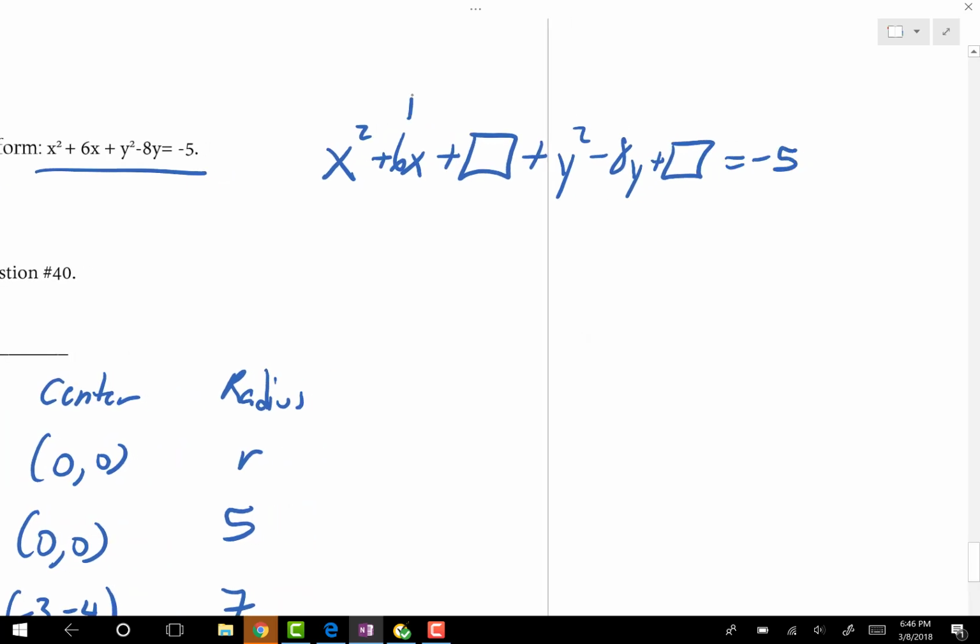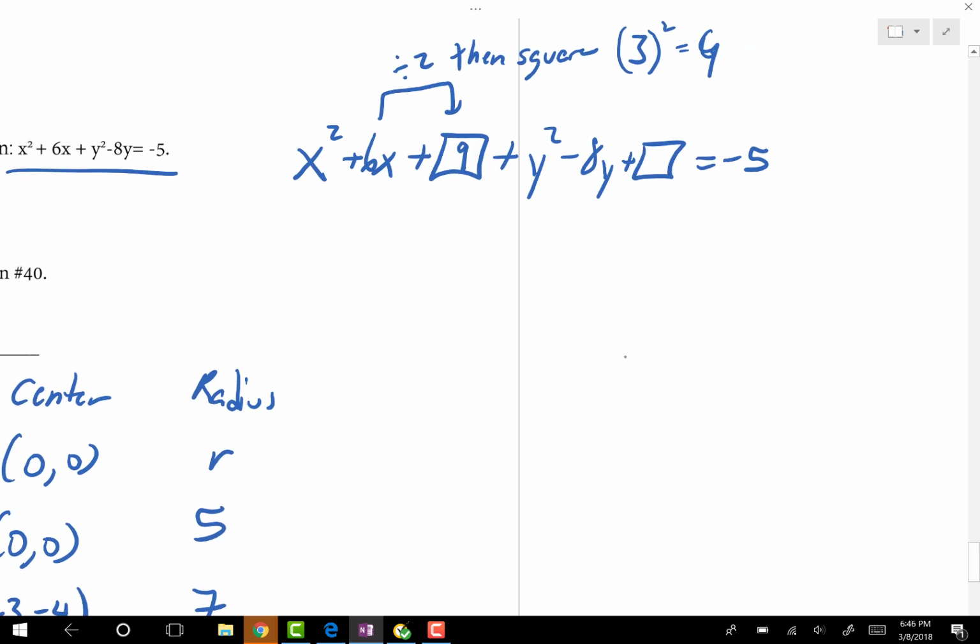So what you do is you divide that middle number by 2 and then square it. So 6 divided by 2 is 3, and then we square that and we get 9. So we add that, but you have to balance it by adding 9 on the other side. You can't just go adding 9 to an equation, you have to add it to both sides. We do the same thing to complete the square for the y's. So 8 divided by 2 is 4, squared is 16. So we're going to add a 16 to both sides.